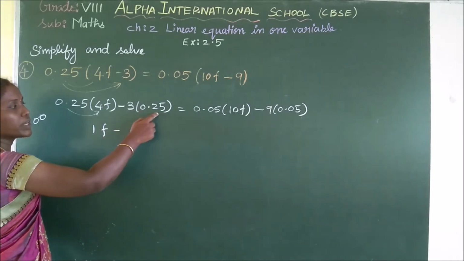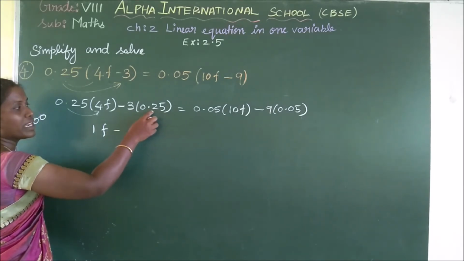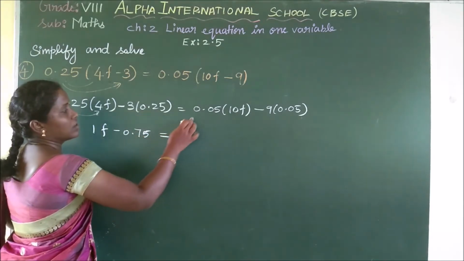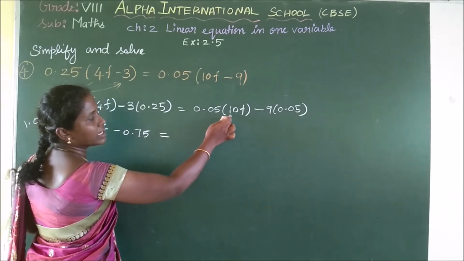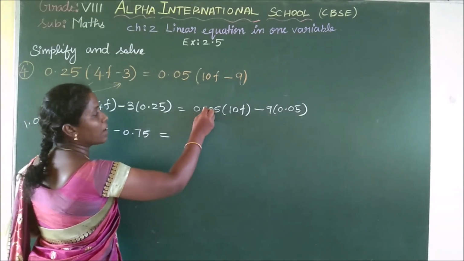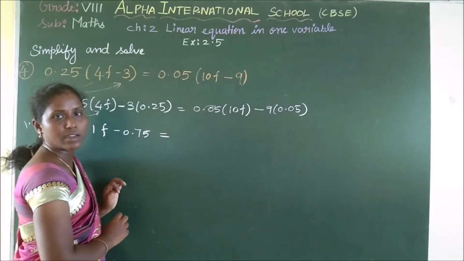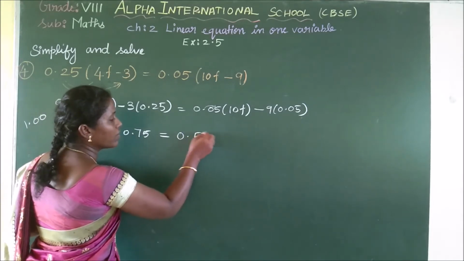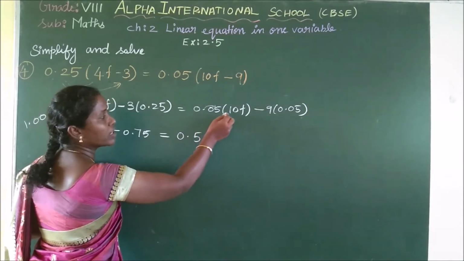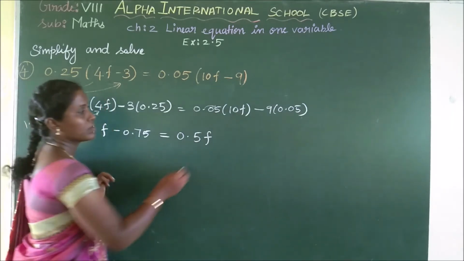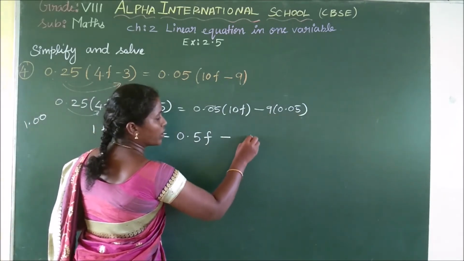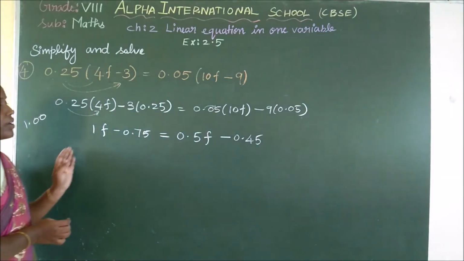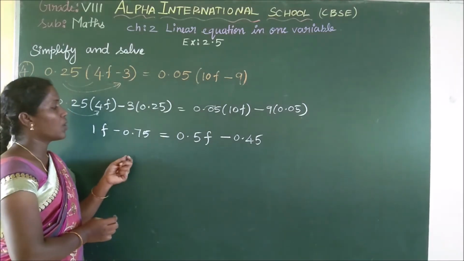Minus 3 into 0.25. What is 3 into 25? It is 75. How many decimals? 2 decimals. So 0.75. Now 0.05 into 10. If you multiply by 10, what will happen? The decimal will move one place to the right. So it is 0.5f. So 0.05 into 10f is 0.5f. And minus 9 times 0.05: 5 nines are 45, so 0.45. Okay, now we have removed all the brackets.